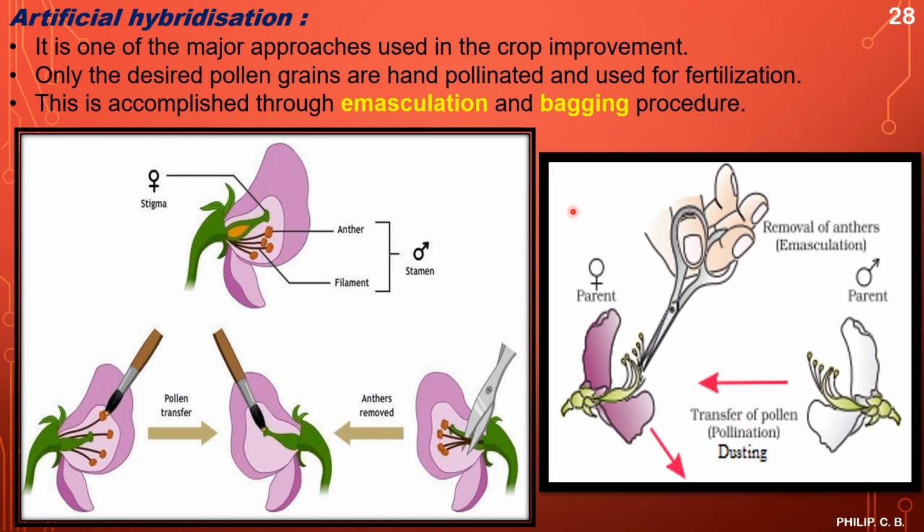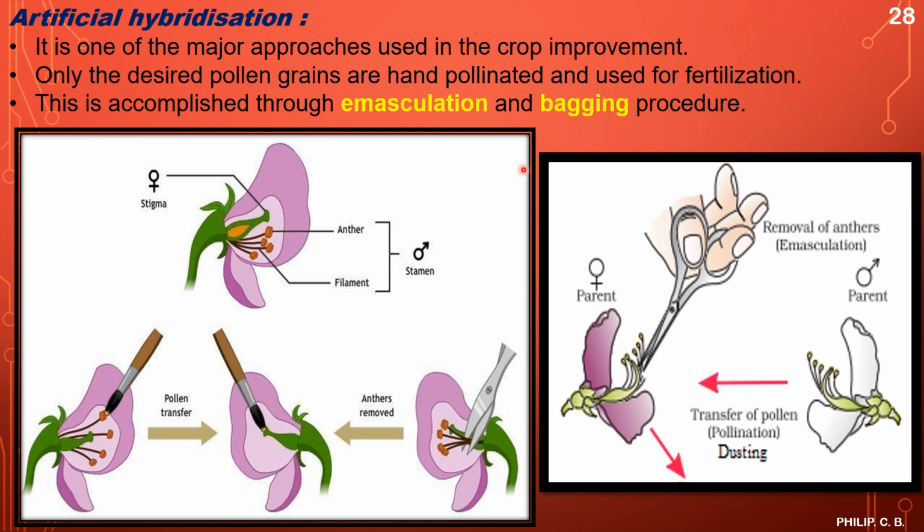Okay, so further, artificial hybridization is one of the major approaches used in crop improvement. So it is artificially carried out. Only the desired pollen grains are hand pollinated and used for fertilization. So what is required, the desired one, is taken and this artificial hybridization is carried out. This is also accomplished by emasculation and bagging. So as we use the terms emasculation, bagging and tagging, in emasculation the anthers are removed, that is, the pollen is removed before it gets pollinated and we use the desired pollen grain.